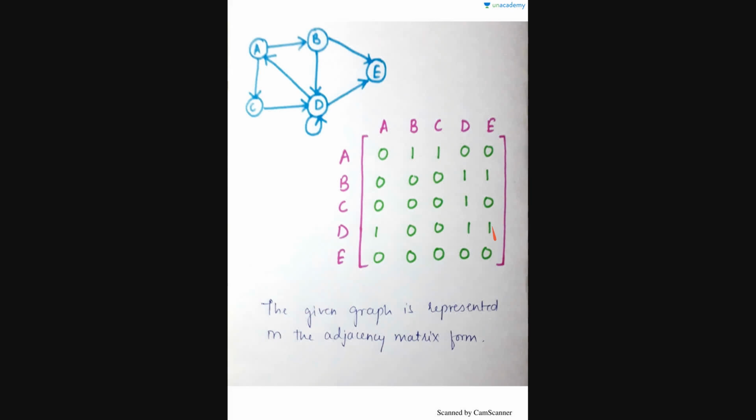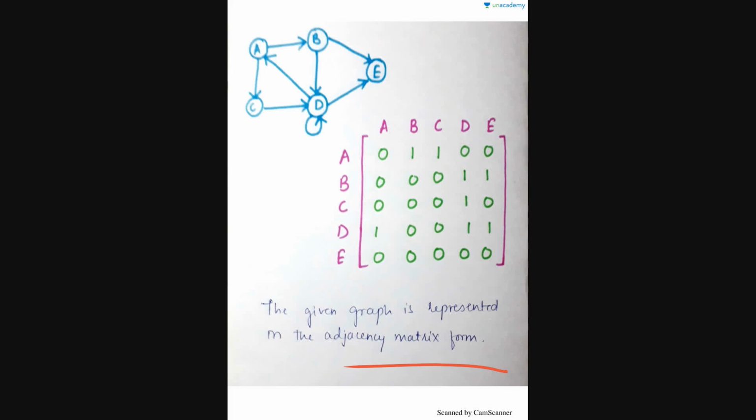Now E to A, E to B, E to C, E to D, E to E. These all don't have any connections. Yes, of course we have B to E and D to E, but those are in the different direction. So it has to be 0. So for this whole row everything will be 0, as there is no connection from E to any other nodes. Hence, this is the given graph which is represented in the adjacency matrix form.